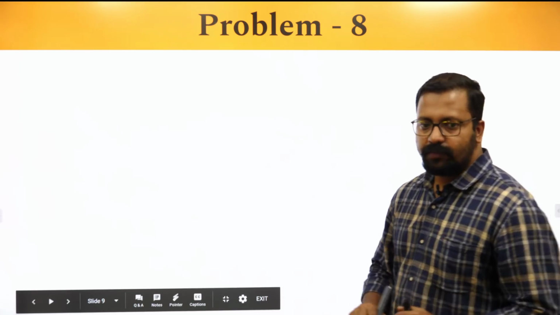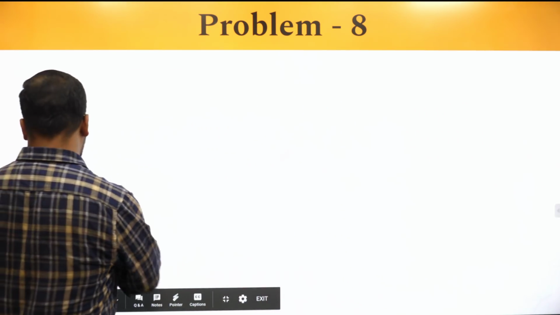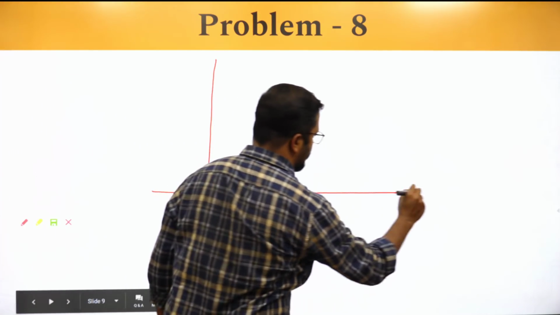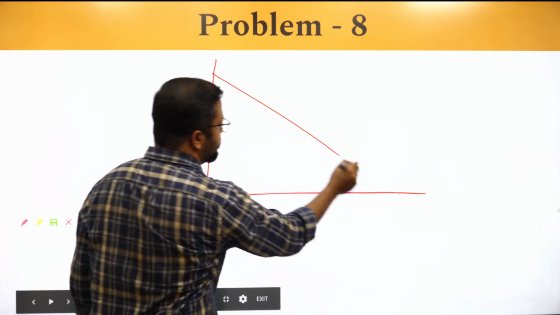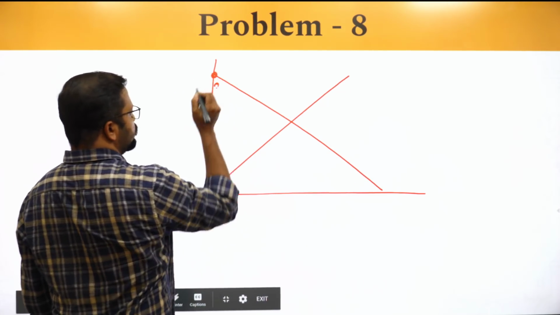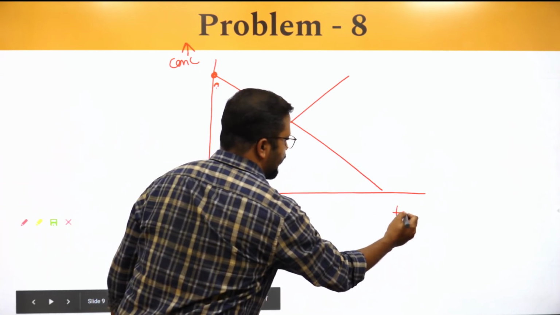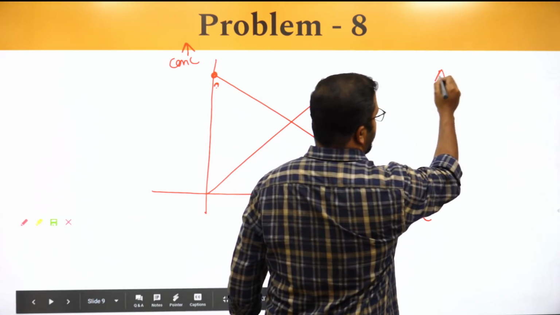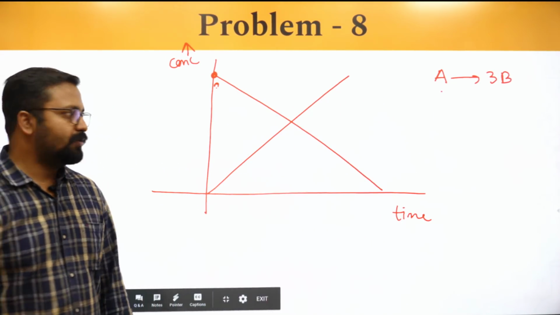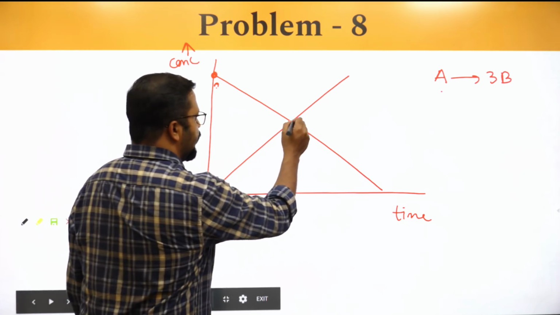Let's take another question. D is not coming, D is incorrect. Let's take another question. Suppose this is concentration versus time plotted for a reaction A changes to 3B.